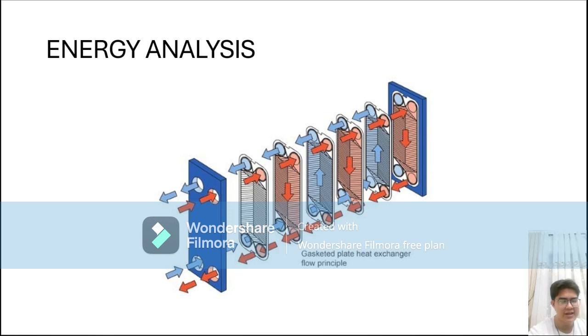A plate type heat exchanger uses rubber gaskets so that fluids flow only in their designated channels, because a plate type heat exchanger does not use tubes like a shell and tube heat exchanger. And here we have a video showing the working principle and live animation or demonstration of how it works.